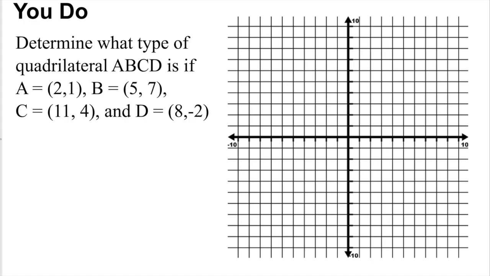This is a you try. So what we're going to do is we're going to take a moment. Okay, I'm going to start with the 4 points. I've got 2, 1. I've got 5, 7. I've got 11, 4. I've got 8, negative 2. Okay, 2, 1. 11, 4. Okay, 8, negative 2. And 5, 7.